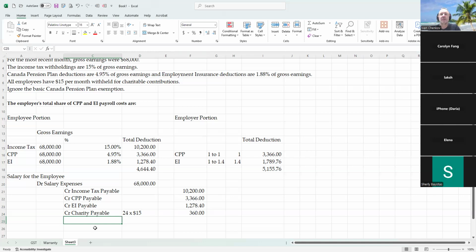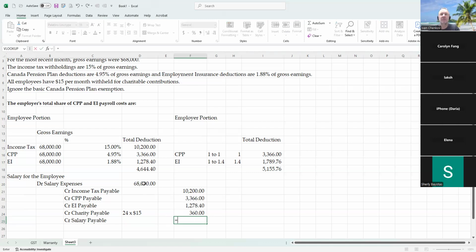So far, I'm not in balance. How can I balance this entry? I need one more credit. What will be the last credit? Which payable? Salary payable. Credit, salary payable. Now I have to do the electronic fund transfer to my employees.